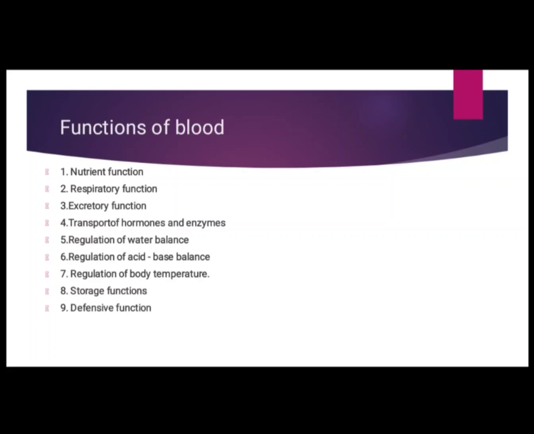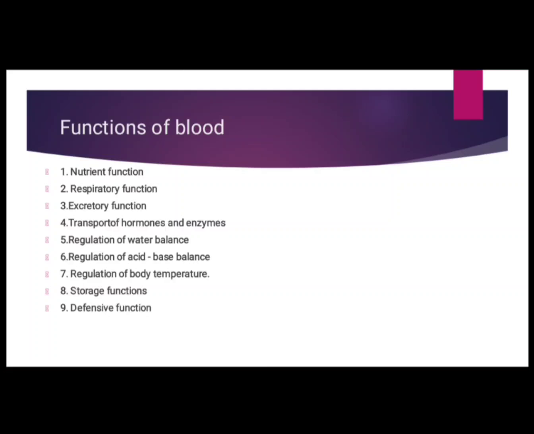First is the nutritive function. Nutritive substances like glucose, amino acids, lipids and vitamins are derived from the digested foods, absorbed from the gastrointestinal tract, and carried by blood to different parts of the body for growth and production of energy. Next is the respiratory function. The transport of respiratory gases is done by the blood. It carries oxygen from the alveoli of the lungs to different tissues, and carbon dioxide from the tissues to the alveoli.